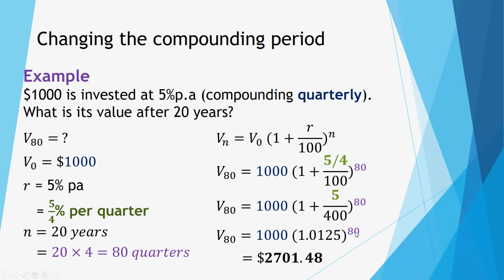We raise that to the power of 80 and we get our response that in 20 years, a 5% per annum investment compounded quarterly, when we started with $1,000, will be worth $2,701.48. It's paramount that we understand that our rate per quarter and our terms per quarter must be the same to make this equation work.